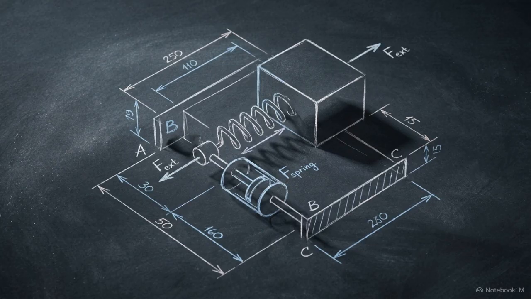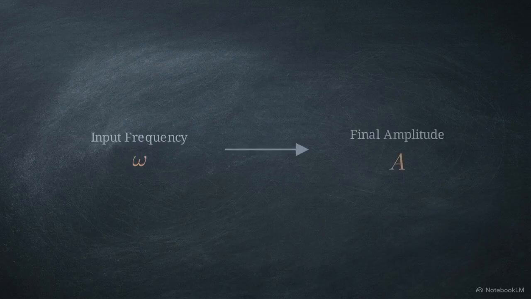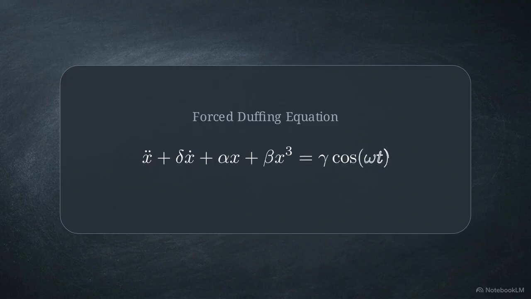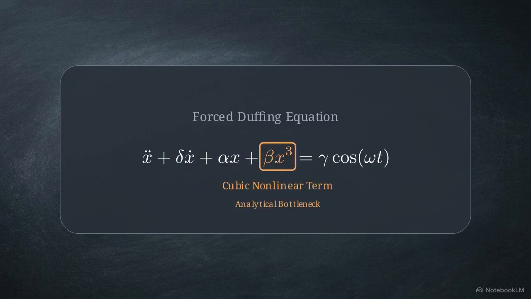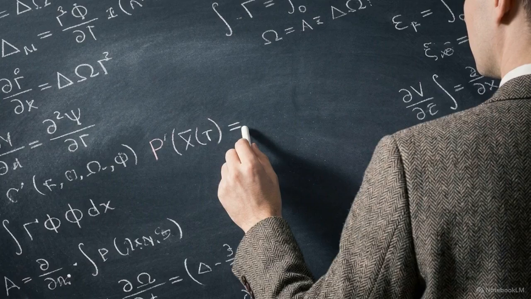To actively design a physical system, like a nonlinear vibration absorber, we need exact mathematical relationships. We must know precisely how an adjustment to the input frequency dictates the final amplitude. The standard forced Duffing equation serves as our foundational model for these complex interactions, incorporating damping, linear stiffness, and a cubic nonlinear term. The core roadblock in this field is that exact closed-form solutions using elementary functions do not exist for this class of nonlinear ordinary differential equations.